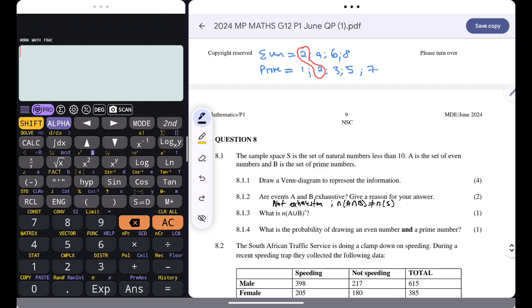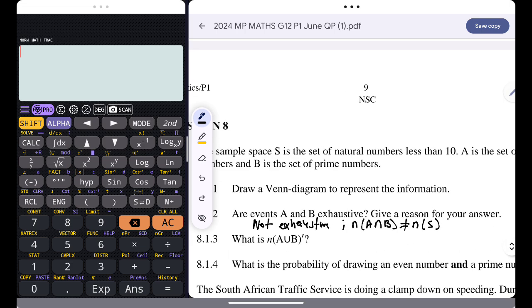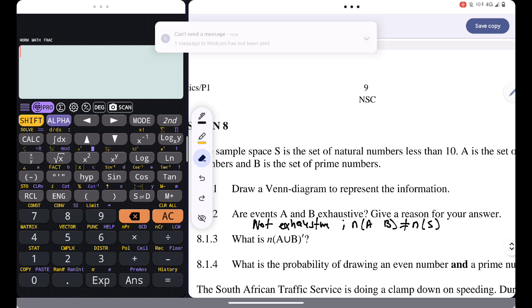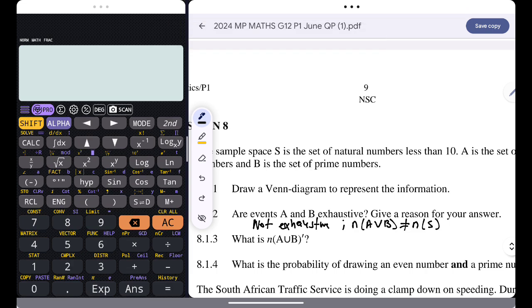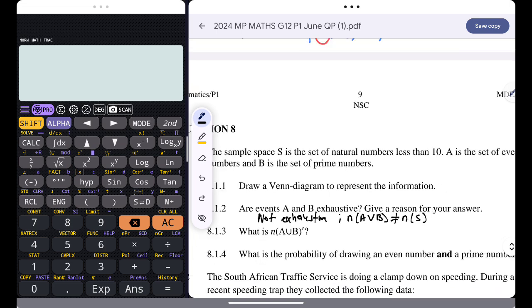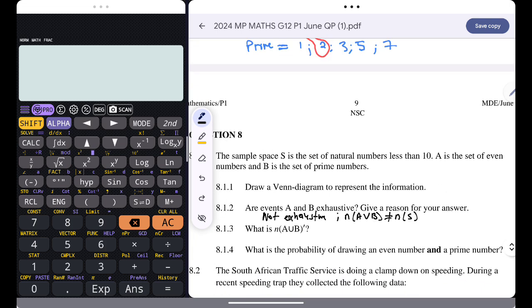Okay, I wrote my O wrong there. The O is supposed to be like this. The total number of A or B is not equal to the total number in the sample space. And then now we are being asked, what is the number of elements which belong to both A and B?